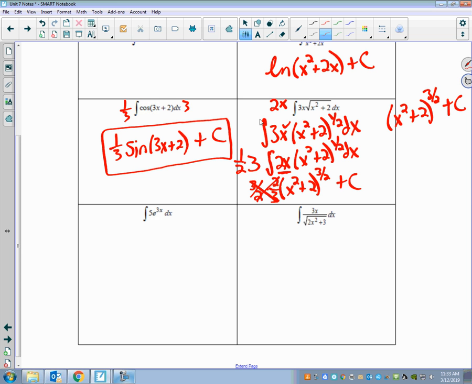Let's see if that gives me my answer here. The derivative of this would be 3/2 times x squared plus 2 to the 1/2 times the derivative of the inside, which is 2x. And look, the 2's cancel, and I get 3x times x squared plus 2 to the 1/2, which is that original problem.